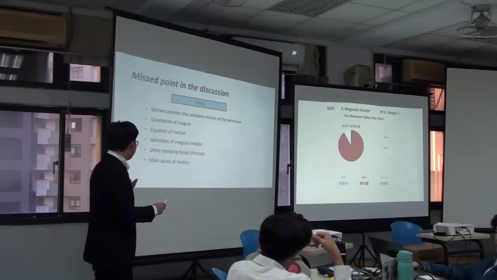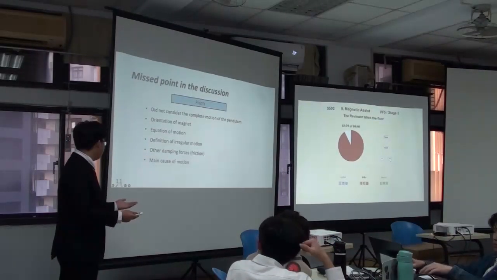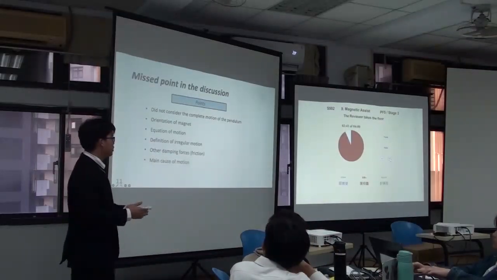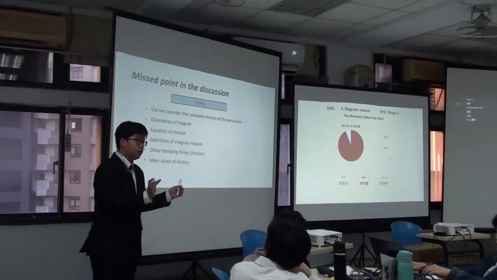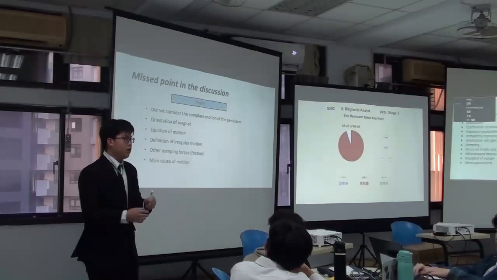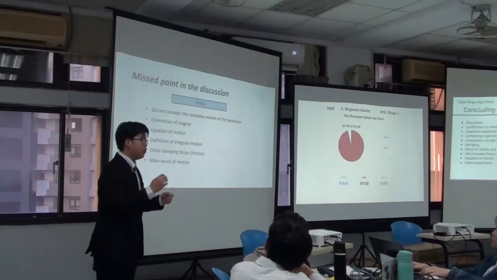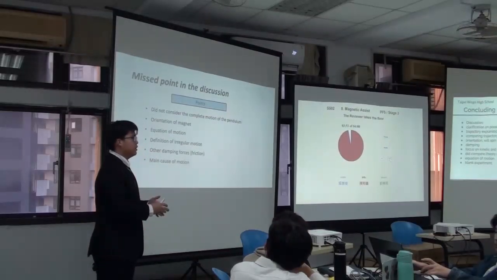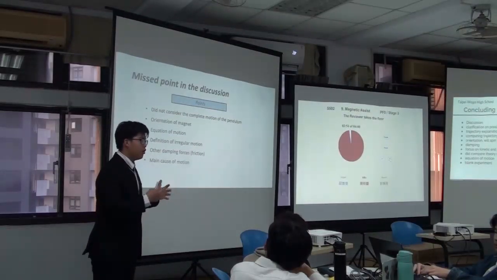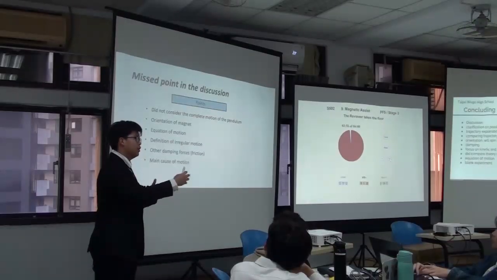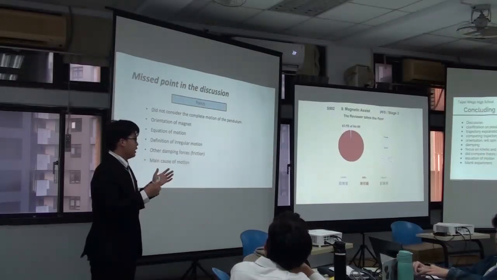And then there are other different forces, such as the friction force and the main causes of the motion, which means that maybe the fixed distance between the two magnets, the number of magnets, the releasing height, the releasing initial speed or initial points will affect the motion. So they didn't discuss the main causes which can affect the trajectory of the magnet.